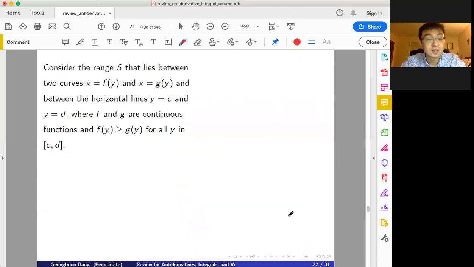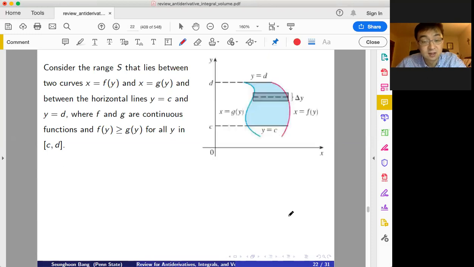Next one. Consider a region S that lies between two curves, x equals f of y and x equals g of y, and between the horizontal lines y equals c and y equals d, where f and g are continuous functions. f of y is greater than or equal to g of y for all y in the interval c to d. So like this. How can you find this area between two curves?